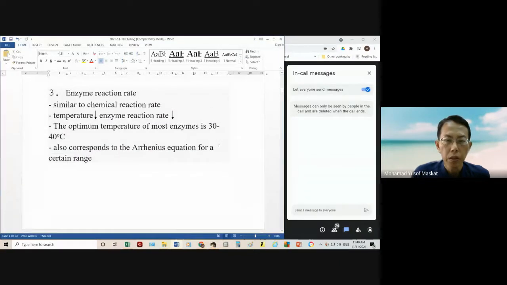The third factor is the rate of enzymatic reaction. As I mentioned just now, the enzymatic reaction is also one of the main factors of food degradation. It is similar to chemical reaction rate: when we lower the temperature, the enzyme reaction also slows down. When the enzyme reaction rate slows down, the effect of degradation also slows down, meaning a longer shelf life.